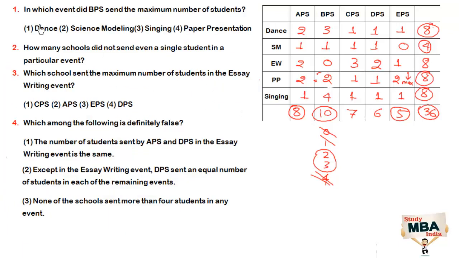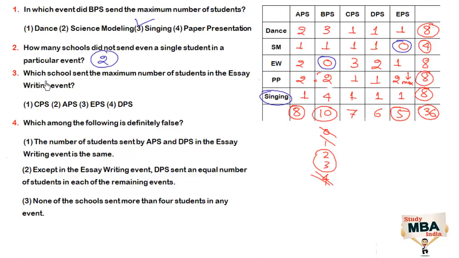So let's take the first question. It says: in which event did BPS send the maximum number of students? So the maximum number of students BPS is sending is in singing, so option 3 is the right answer. Now the second question is: how many schools did not send even a single student in a particular event? So we can see that we have to look for zeros. So BPS didn't send any student for essay writing, and EPS didn't send any student for science modeling event. So the answer for this question is 2.